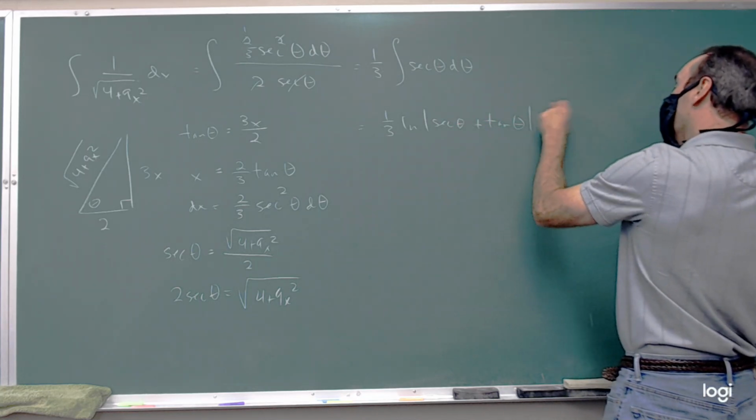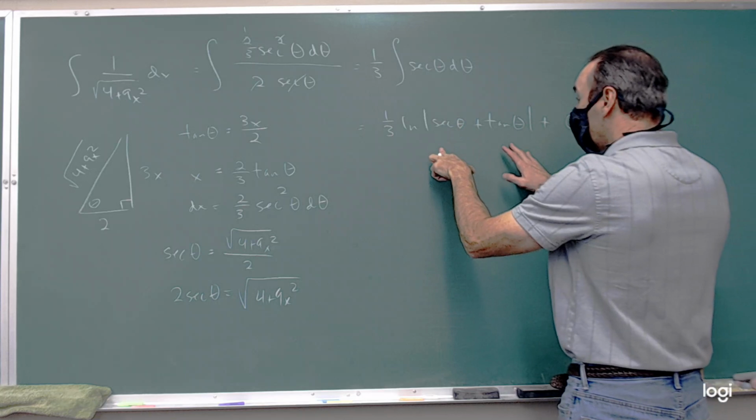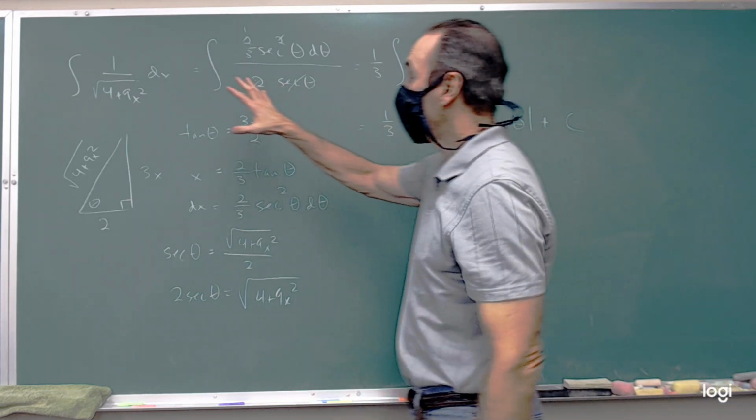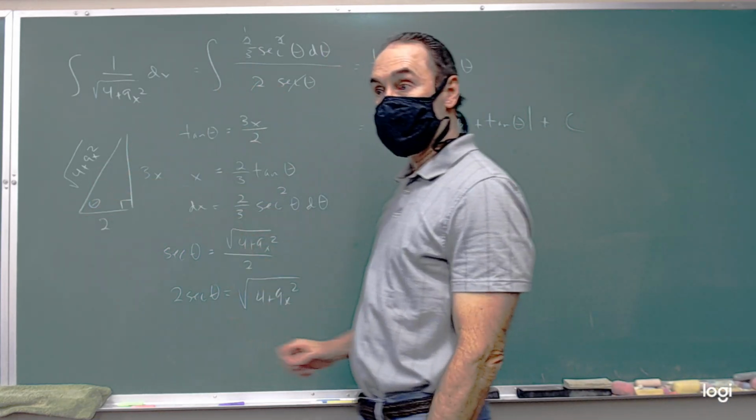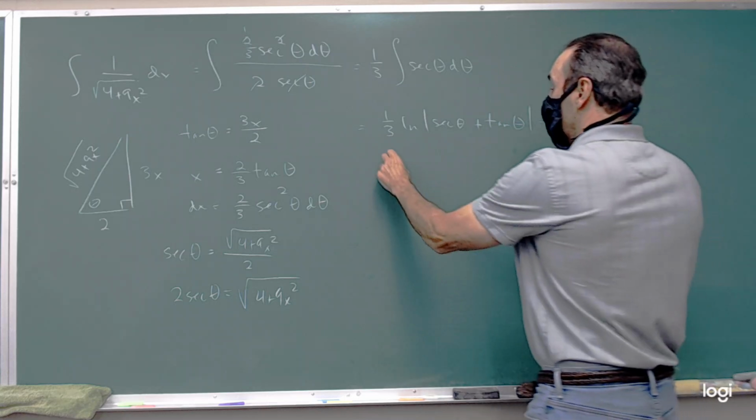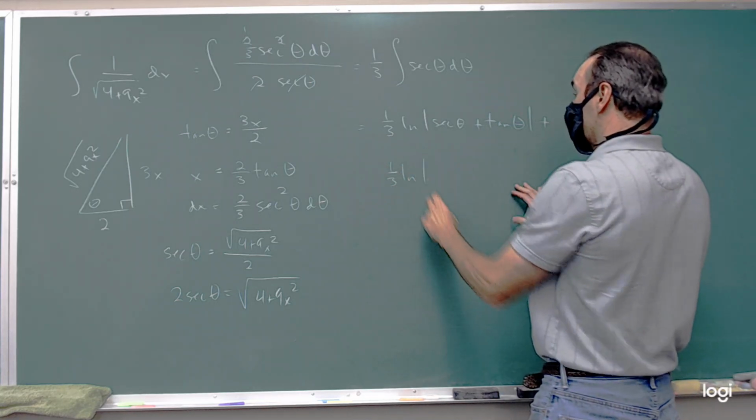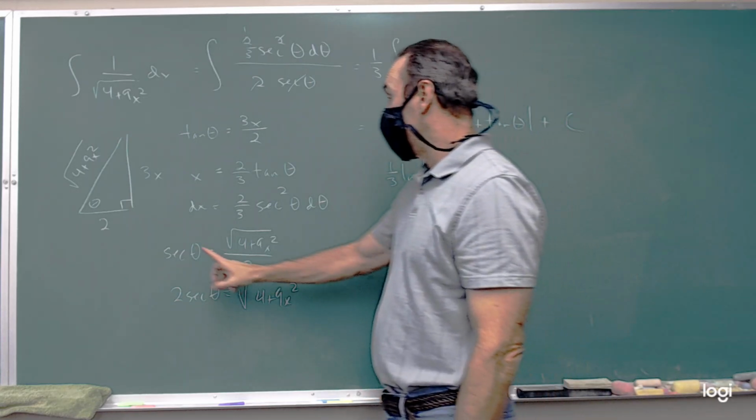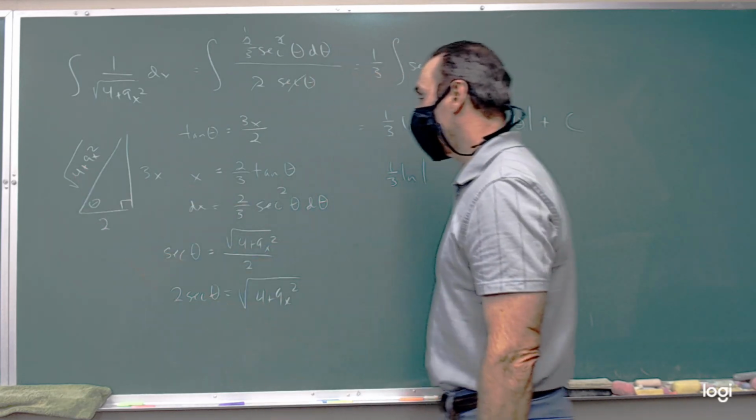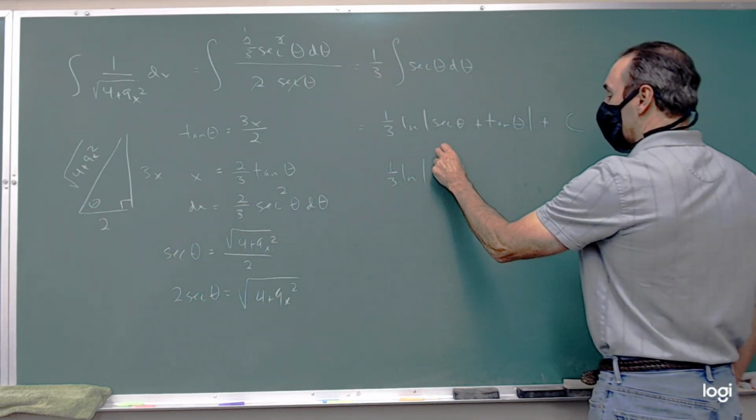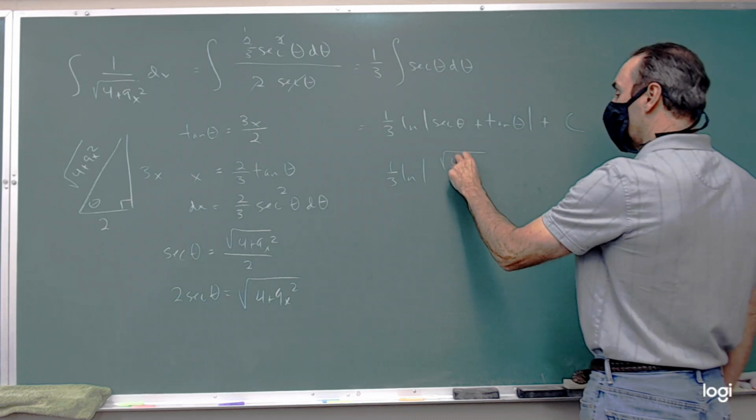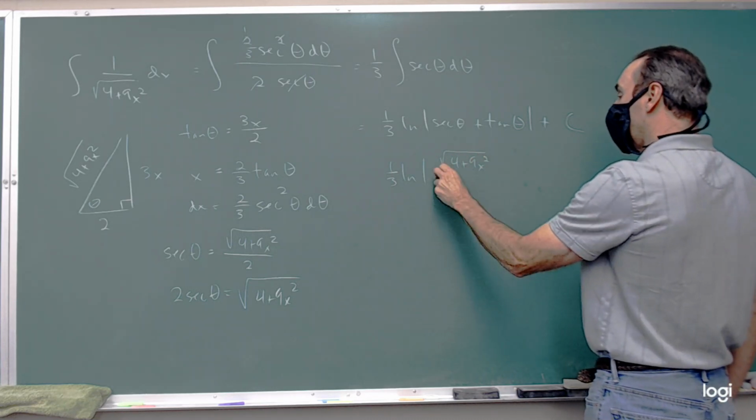And then we don't leave it with the thetas. Now we go back to our triangle and go back to the x's. So we're going to get the 1/3 natural log. Now secant, we said was hypotenuse over adjacent. So that's going to be the square root of 4 plus 9x squared.